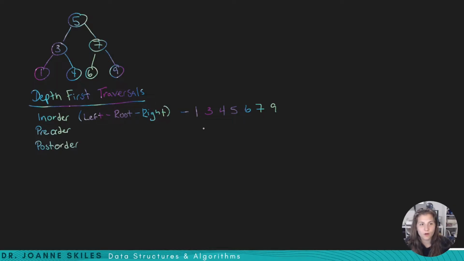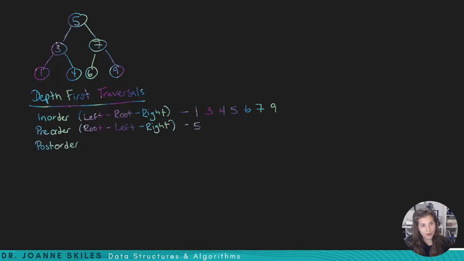In preorder, our root is visited first, and then the left subtree is visited, and then the right subtree is visited. So it works in the order of root, left, and then right. So in the case of preorder, we start at our root, which is 5, and we would outprint 5.